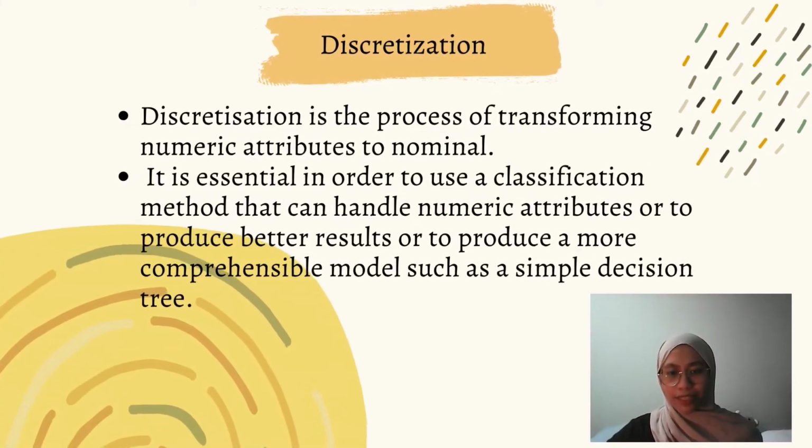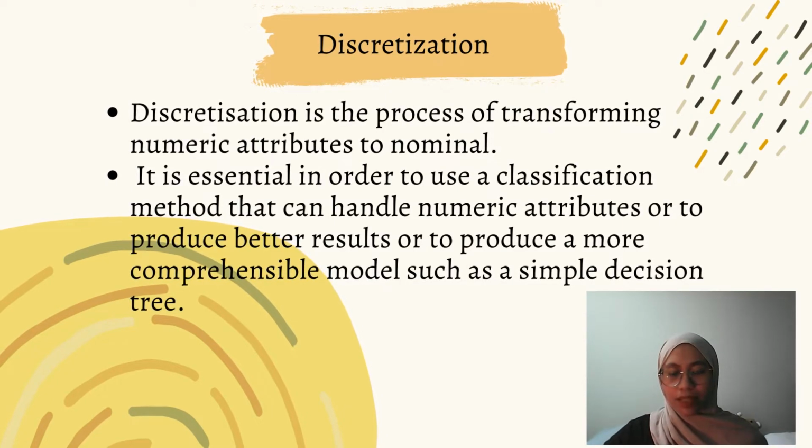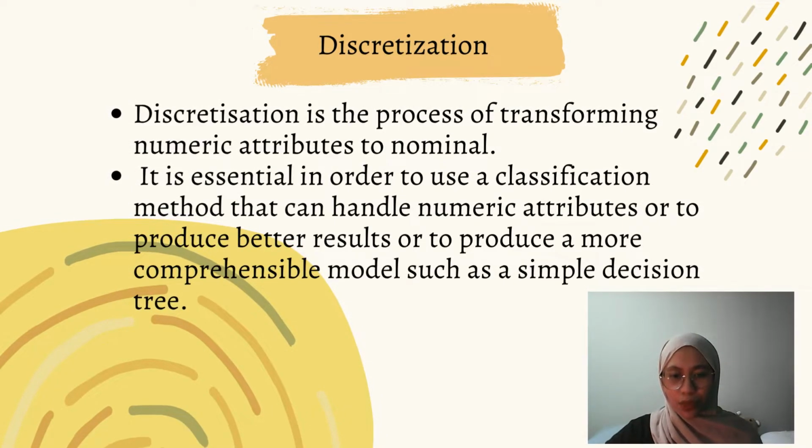After normalization, the data undergoes discretization. Discretization is the process of transforming numeric attributes to nominal. It is essential in order to use a classification method that cannot handle numeric attributes, or to produce better results, or to produce a more comprehensible model such as a simple decision tree.